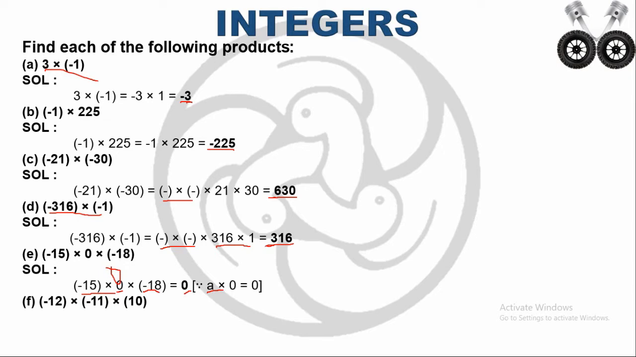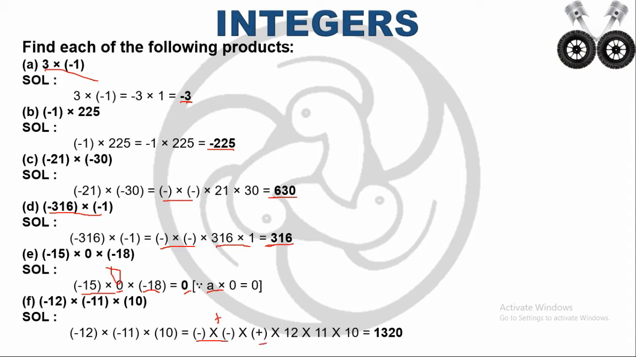Then subdivision F, minus 12 into minus 11 into 10. Here we have three integers with different signs. First we have to multiply minus into minus, and we get a positive sign. Again plus into plus, the answer is plus. So for any two integers having the same sign, I have to put the positive sign. Then 12 into 11 is 132, into 10. So the final answer is 1320.